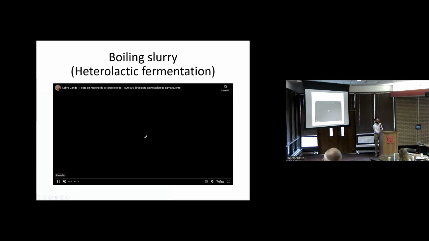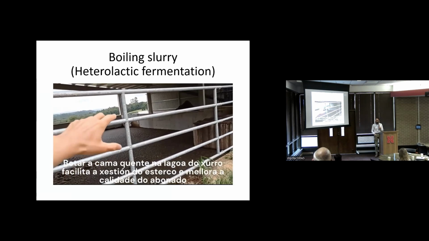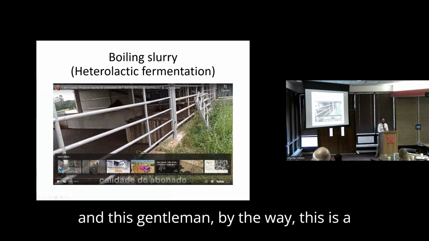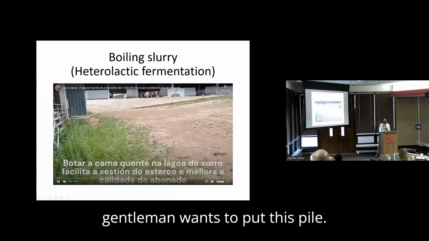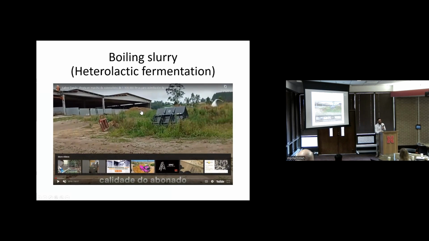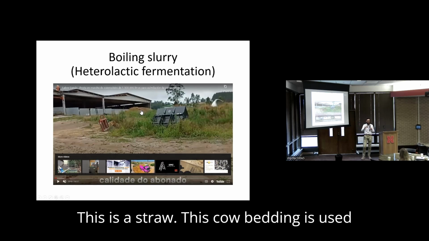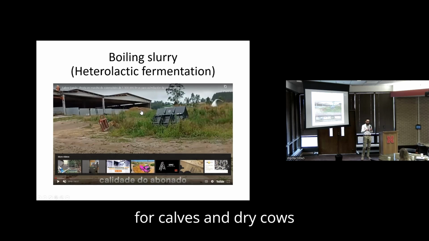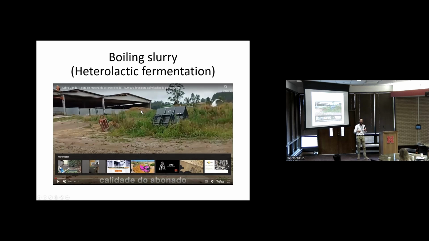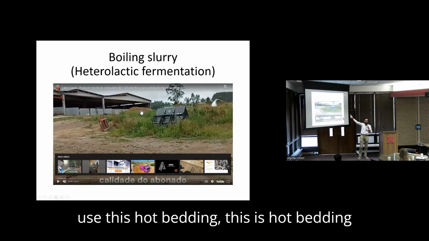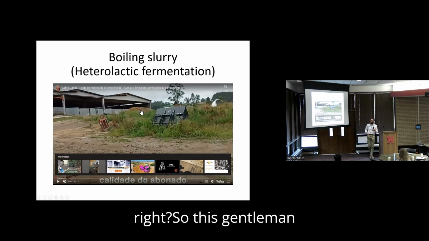These people want to improve, so they do the fermentation of their manure. So this is their lagoon. And this gentleman, by the way, this is a lagoon of 2 million liters. It's not a joke. And this gentleman wants to put this pile of cow bedding in it. This is straw. This cow bedding is used for calves and dry cows. And if you want, I can explain later what the logistics in the farm are, right? Because otherwise, if you use this hot bedding, they will have mastitis, right?